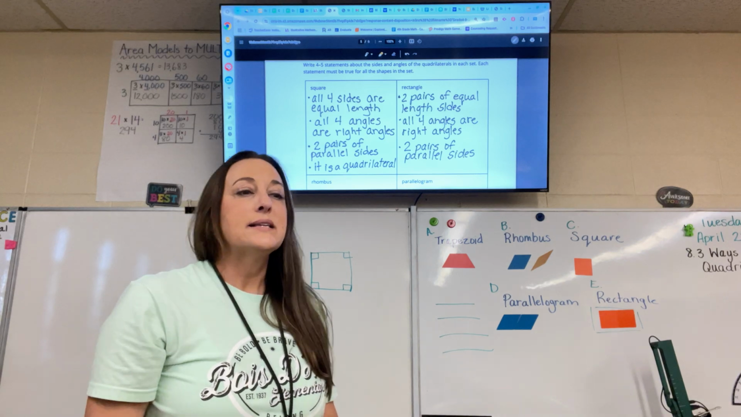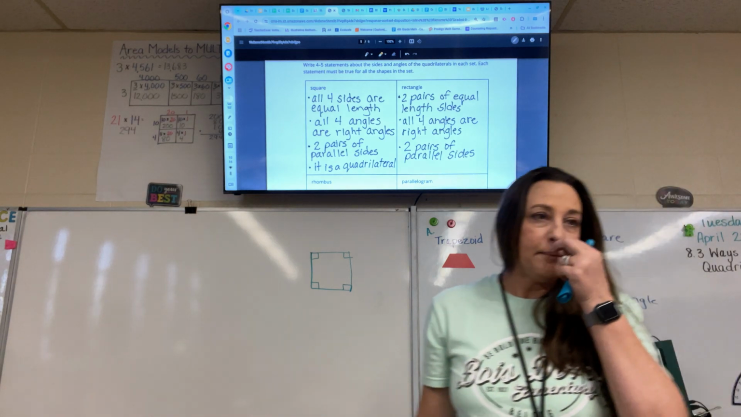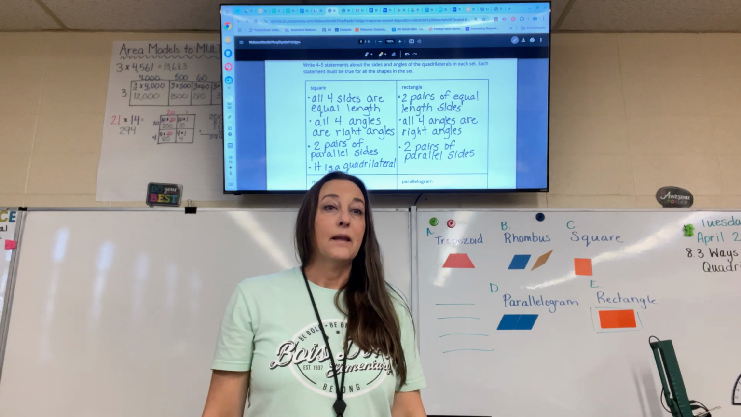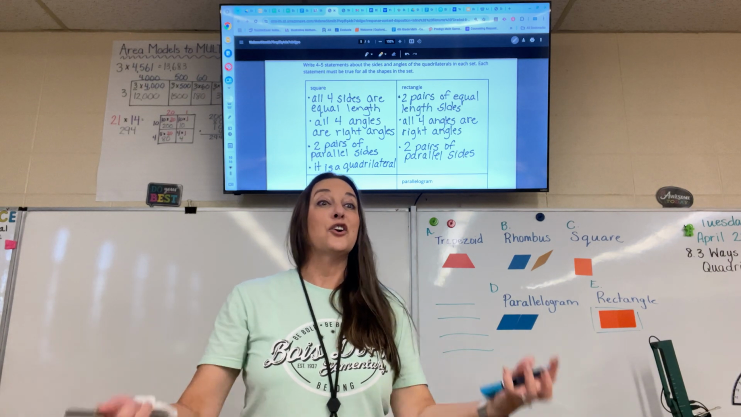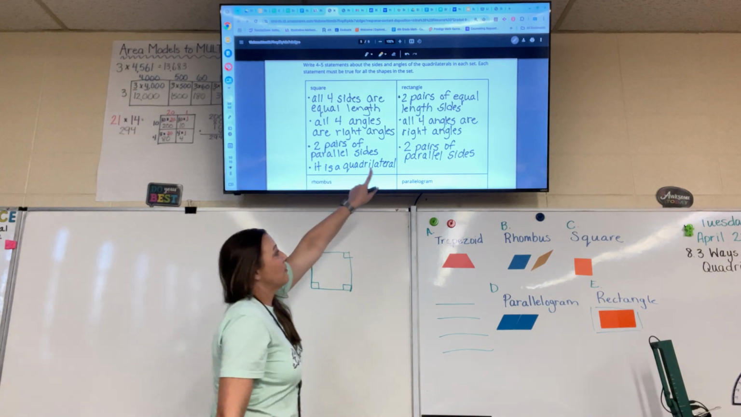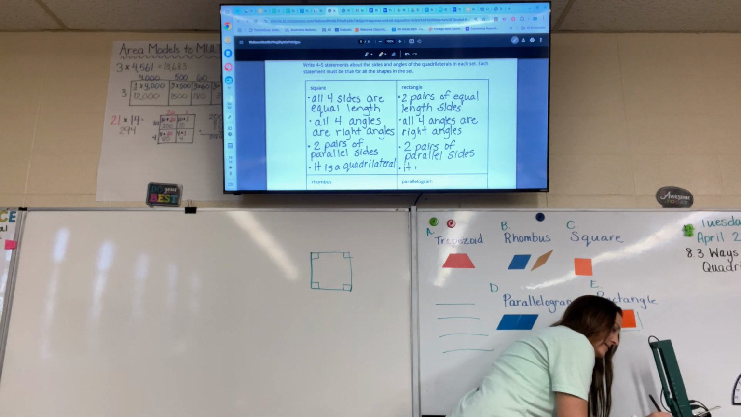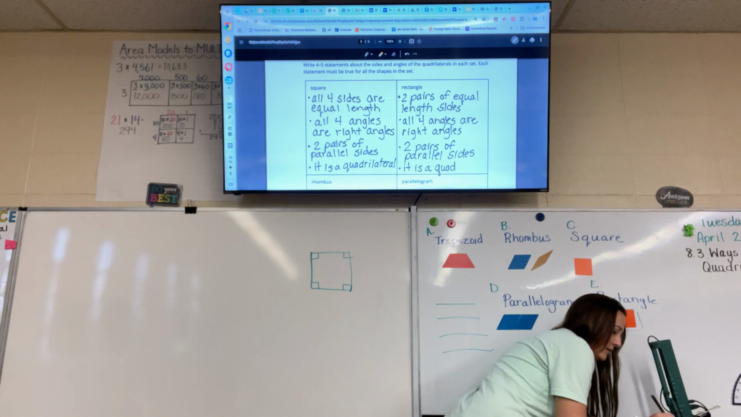It says to write something that describes all of these figures. So, Brantley, there are 4 sides. What's a figure called with 4 sides? Quadrilateral. Do you see? We wrote it right here. It is a quadrilateral, okay?